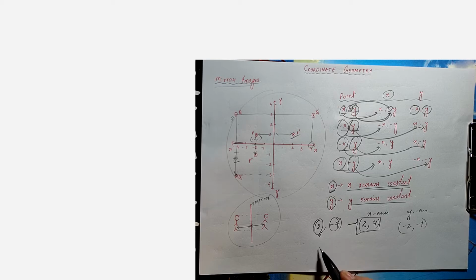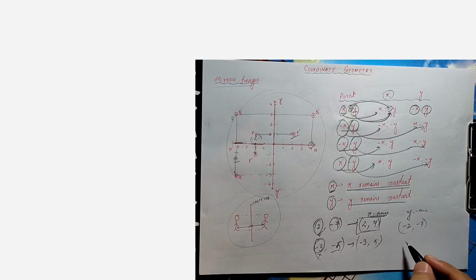Let us do one more. Let's take minus 3 comma minus 5. So minus 3 comma minus 5, along x-axis we know that x won't change, so it will be minus 3, and minus 5 will change, so it will become 5. And along y-axis x will not change, sorry, y will not change, x will change, so y stays minus 5, and x will change, so it will become 3.